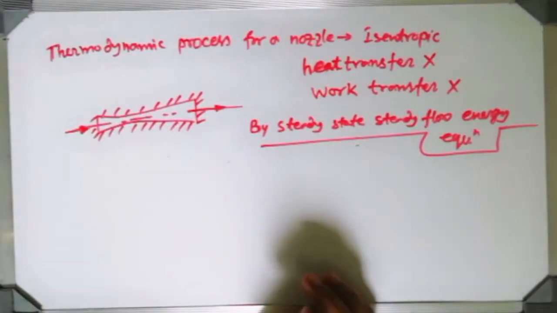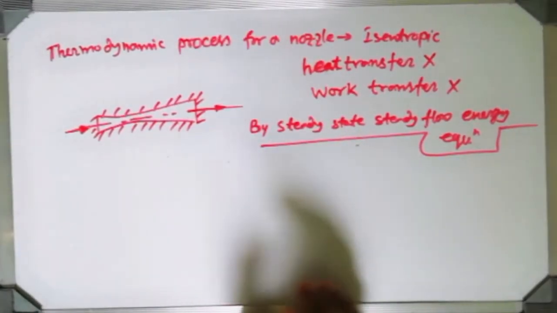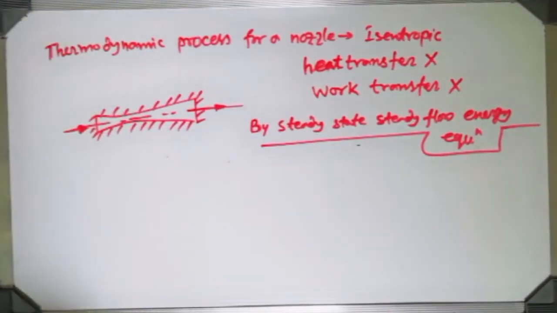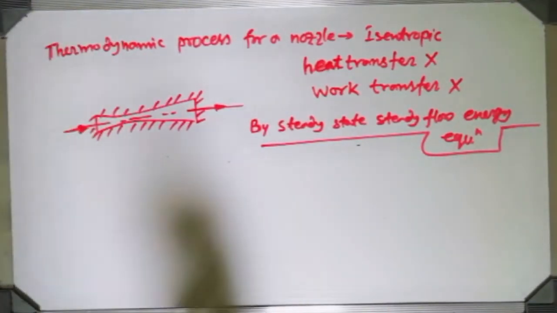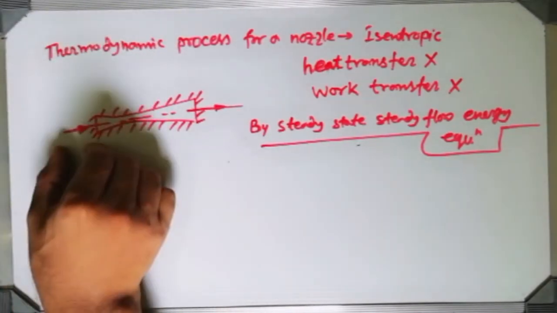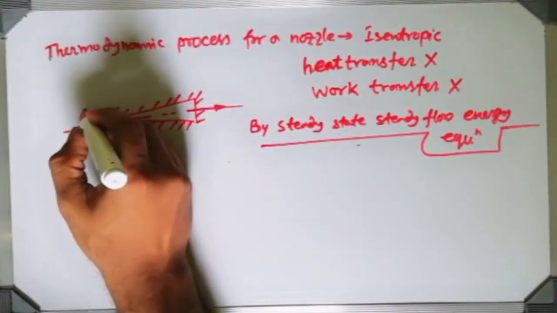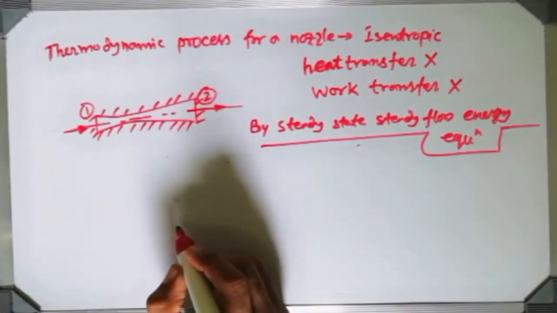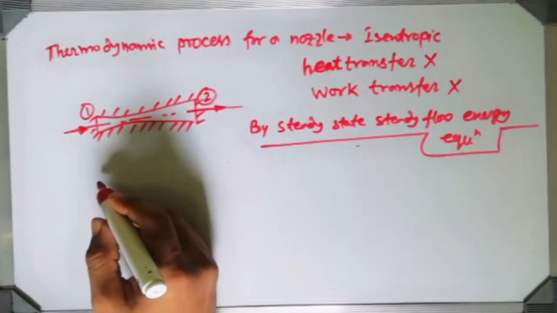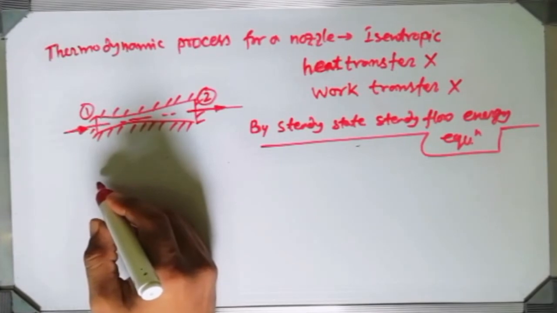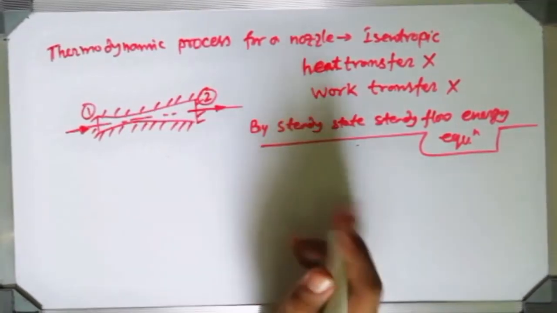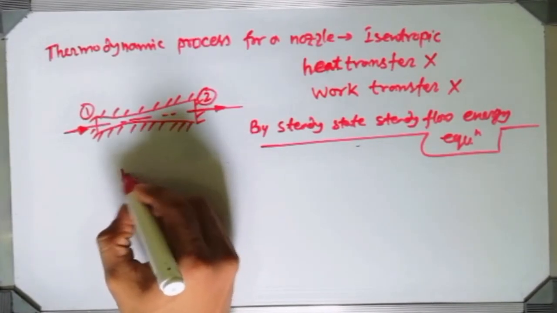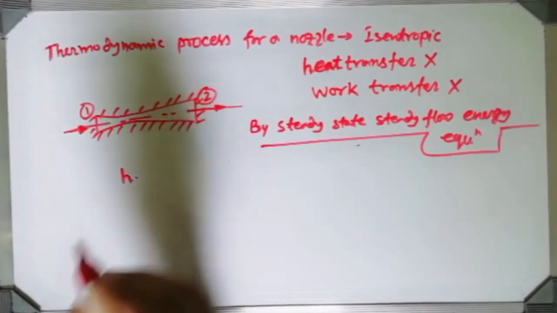Okay, so if we apply that steady state steady flow energy equation over the nozzle, that means the incoming part of the nozzle, suppose this is section 1, and the outgoing part of the nozzle, that is section 2, how does this steady state steady flow energy equation look? It is a very simple equation. It is a conservation of energy. It can be expressed like this. With respect to specific terms I am expressing, that means with respect to unit mass.